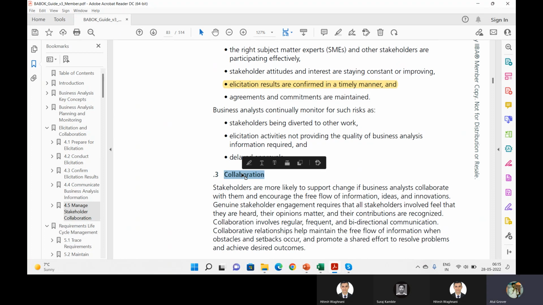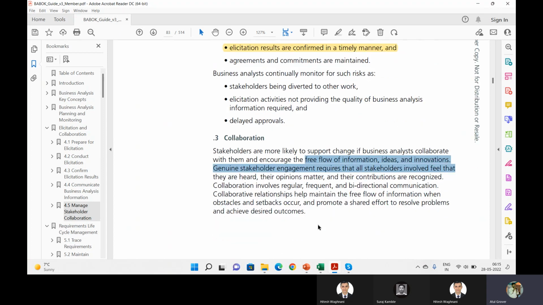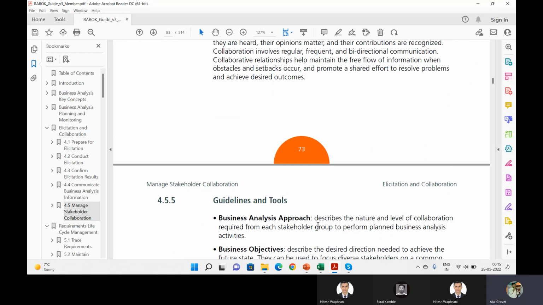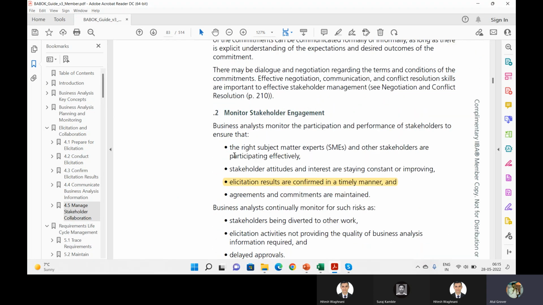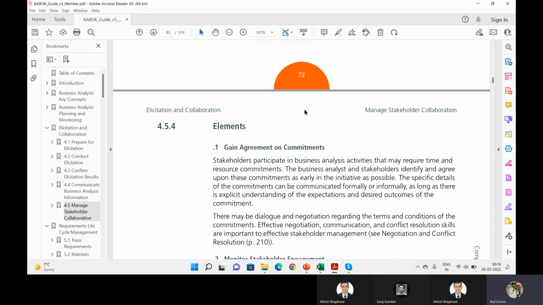So collaboration opens the doors to all these three or four things. Then you can do the collaboration on a regular, frequent, bi-directional basis, any way you want. Maybe off-site, on-site, you can do all these things with it. Once you receive these three elements, meaning the major points in this particular collaboration part.